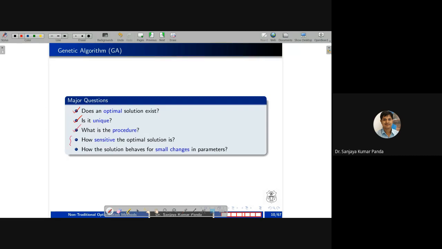The next two questions are related to changing some parameter. Like you have tuned a particular model using some parameter. If I slightly change a particular parameter, how sensitive is the optimal solution? Is it going to affect the optimal solution or not? On the other hand, how does the solution behave for small changes in a parameter? You have applied it in one particular scenario of your research problem, and you want to apply it to another scenario. If you compare these two scenarios, what is the difference? There is a small change in some parameter. So you should know whether your model performs as expected or not. That's why you need to know how sensitive your solution is.